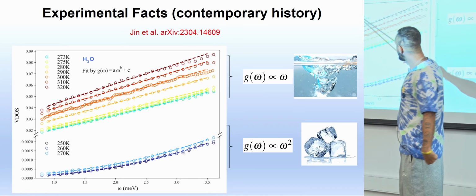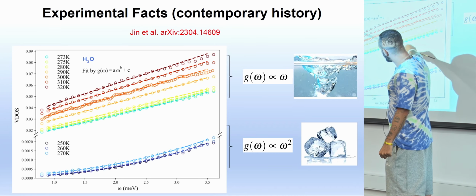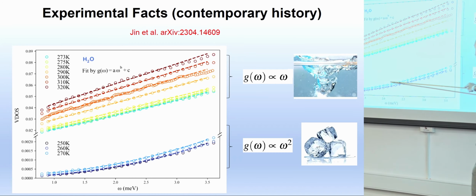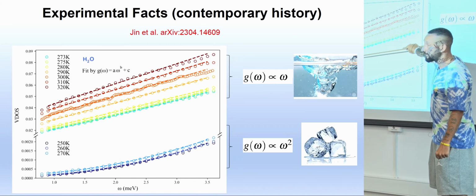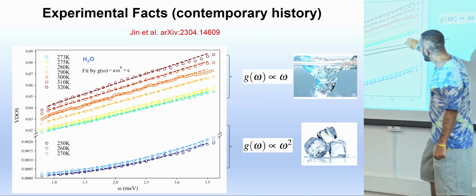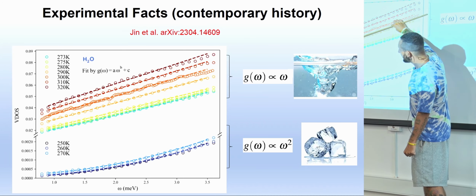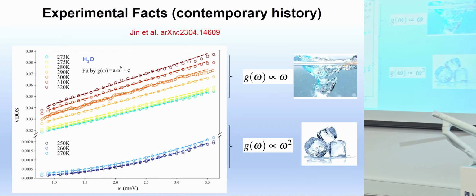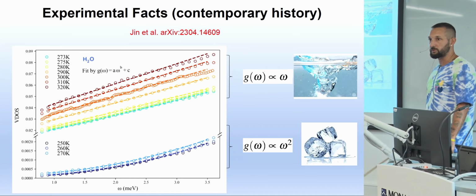Now, we started investigating this in a more systematic way. So here you can see water, at very different temperatures. This is the icy phase. You can see the density of states is clearly quadratic. You jump through a first order phase transition to the liquid phase, and immediately you see that there is a slope, and this is linear. So it seems that there is more evidence that there is a change of scaling between quadratic and linear.